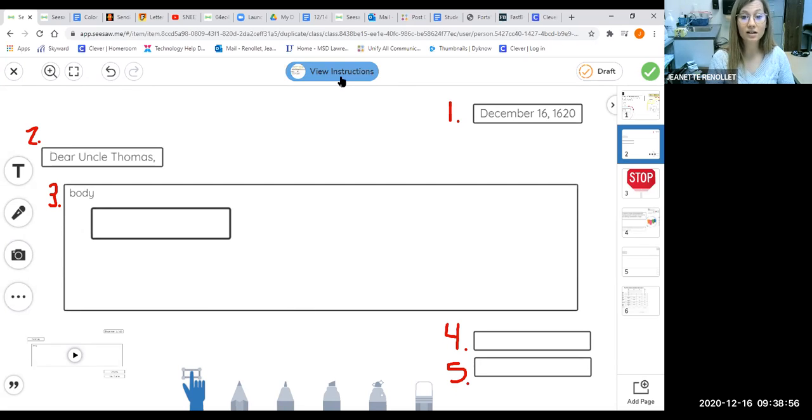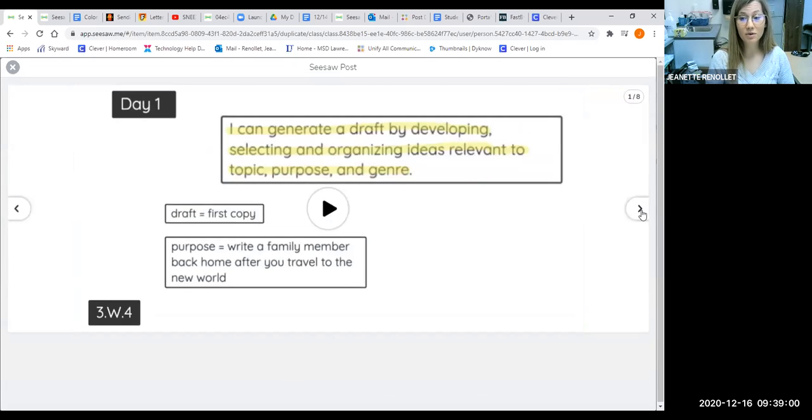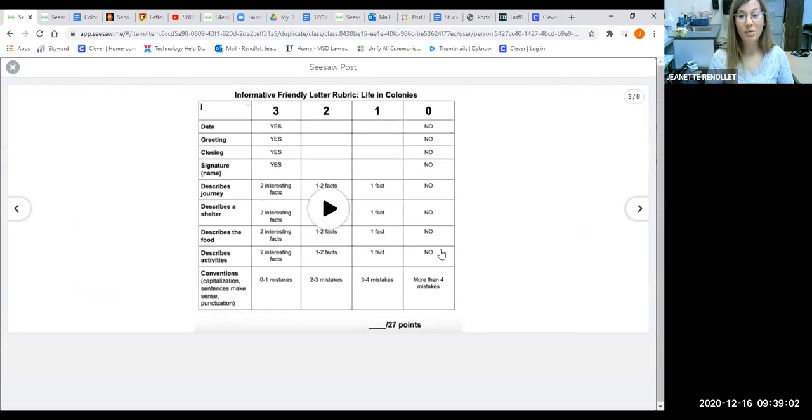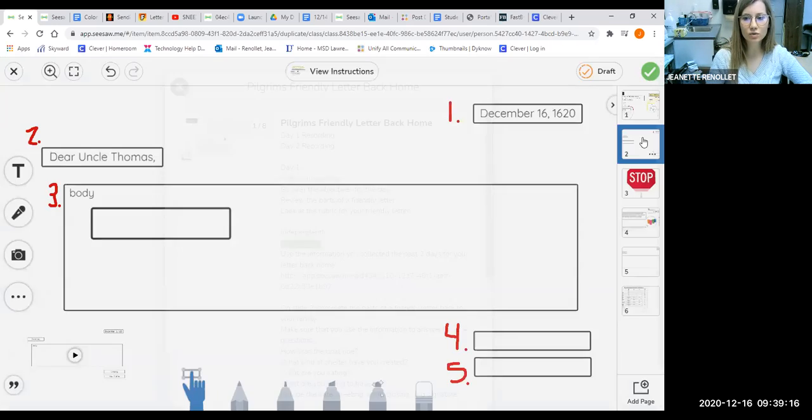You need to add lots of details to your letter. Remember, we're going to help him out by telling him as many details as possible so that when he comes on his ship to the new world, he's ready and he's prepared. Your job today is to complete slide 2 using your details from the text and videos we have read and watched together.